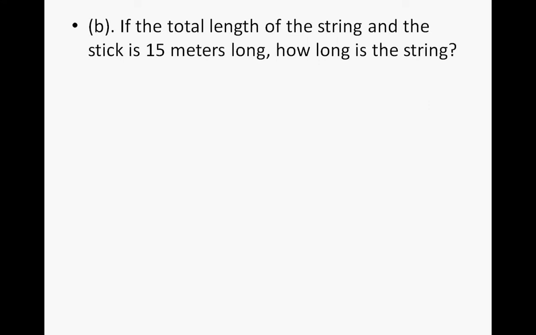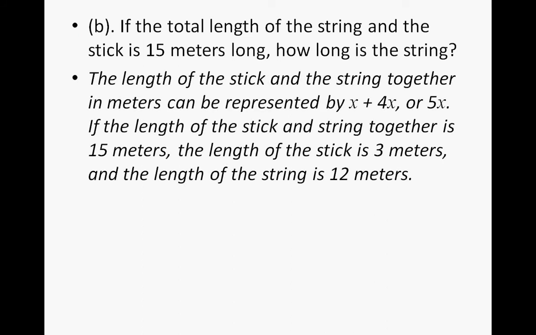For part B, if the total length of the string and the stick is 15 meters long, how long is the string? Well, the length of the stick and the string together in meters can be represented by x plus 4x, or 5x. If the length of the stick and the string together is 15 meters, the length of the stick is 3 meters, and the length of the string is 12 meters.